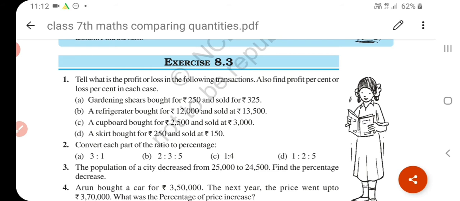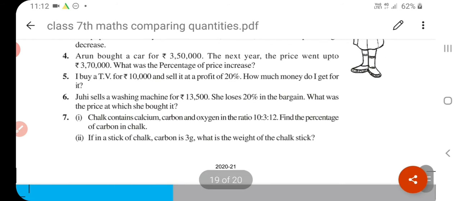Okay, so amount is equal to principal plus interest. And simple interest is equal to PRT upon 100. What is the formula for simple interest? PRT upon 100, where P is principal, R is rate of interest, T is time period. Okay, understand? Now we have completed, yesterday, questions number 1 to 6.